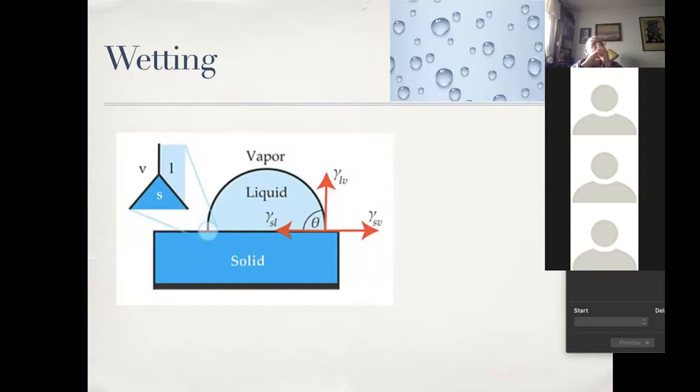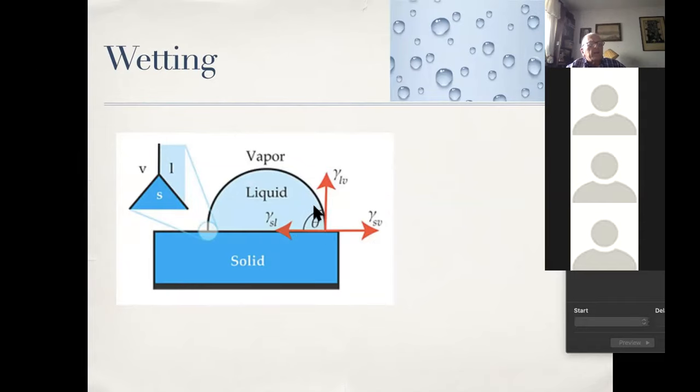Imagine we have a very common everyday situation, that we have a solid surface and we put a drop of liquid on that surface, for example, as on the picture above. As we know, if we put the liquid on the surface of a solid, then it forms a drop. And let's focus our attention on what is happening at the edge of that drop. At the edge of that drop, we have three surface tensions which play the role.